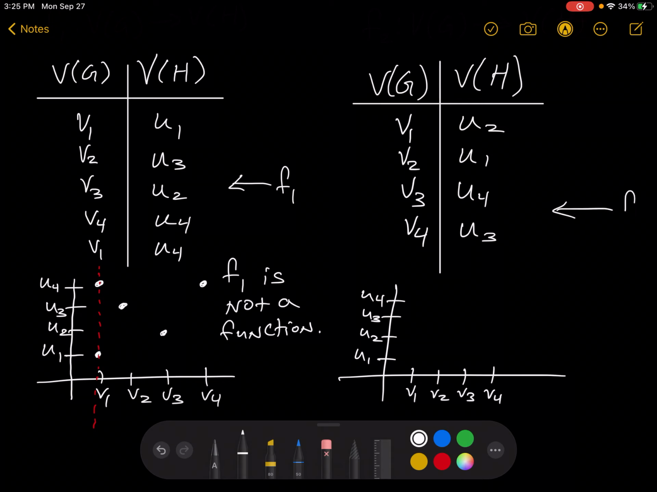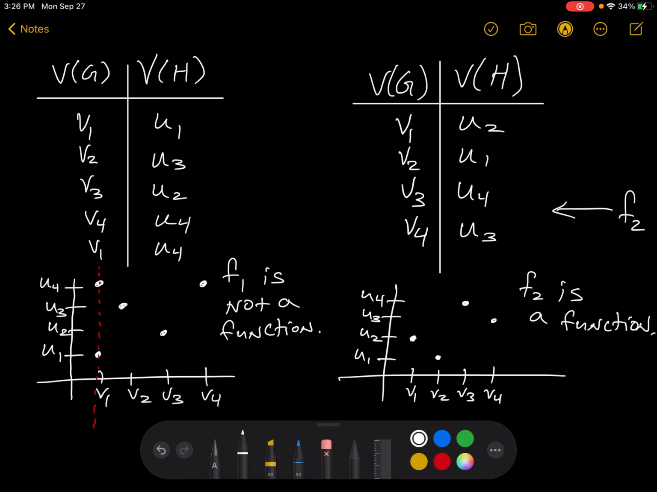All right, now let's look at F2. Our table for F2 tells us that V1 goes to U2, V2 goes to U1, V3 goes to U4, and V4 goes to U3. And here you can see that F2 does in fact pass the vertical line test. So that tells us that F2 is a function.